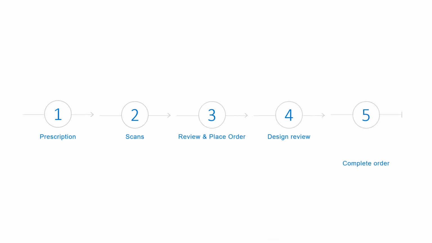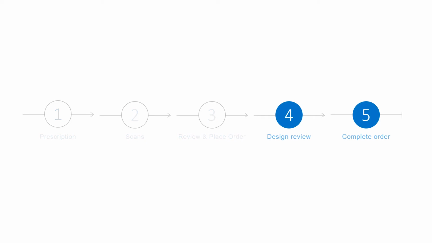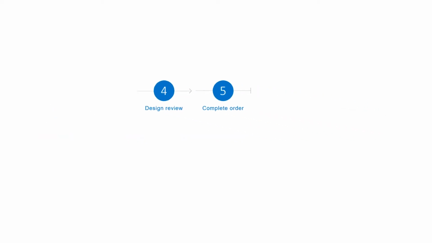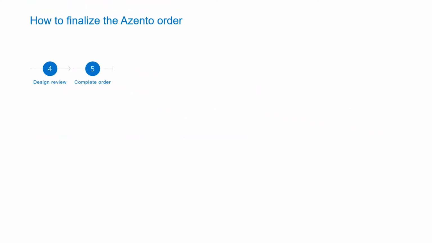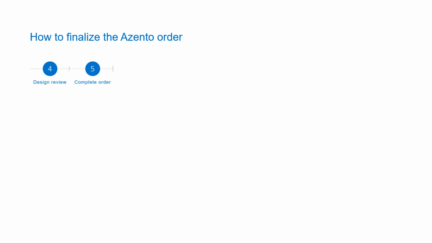The Azento order process includes 5 steps: prescription, scans, review and place order, design review, and complete order. This video will guide you through the 2 last steps. Step 4 includes guidance for how to review the treatment proposal and how to make changes to the design, while Step 5 helps you confirm the order.